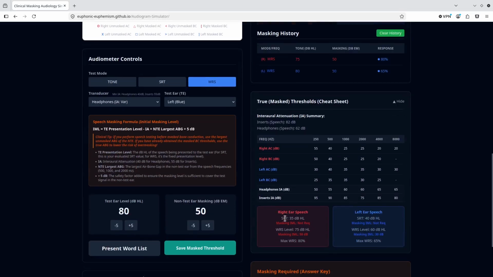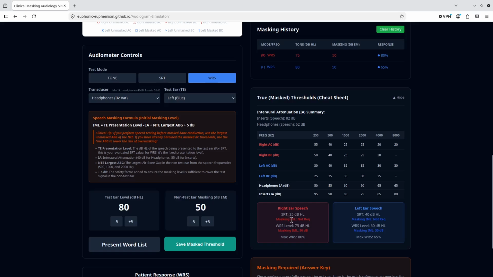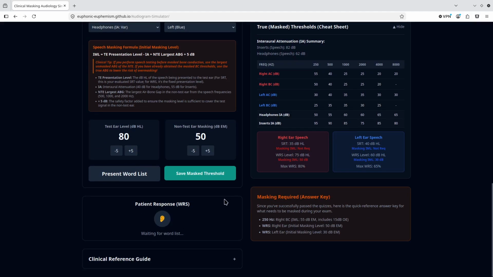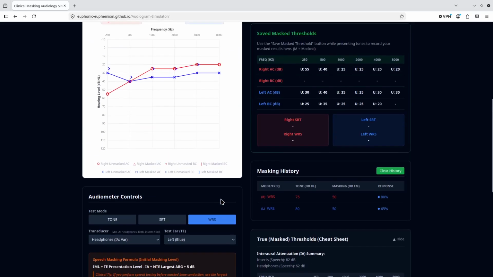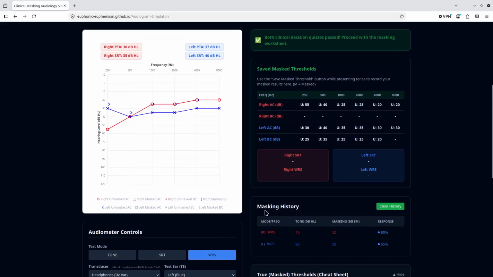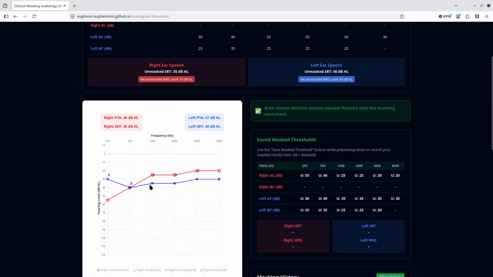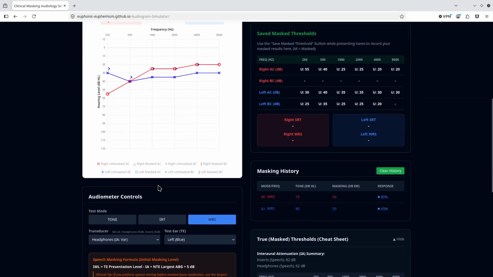Oh, for some reason my word rec doesn't match up on the left ear. It seems to be a little glitch. Our PB max matches up, but our word rec has a bit of a glitch going on there. But that's okay, because we did it appropriately according to the right formula. That's just a glitch in the software. So let's go ahead and mask for 250 hertz in the right bone conduction now.